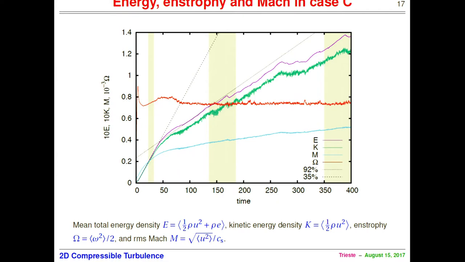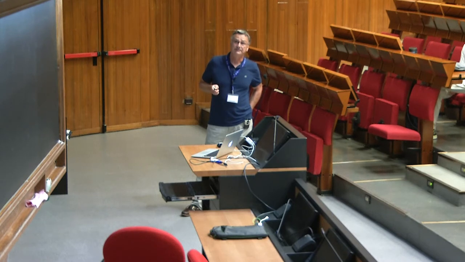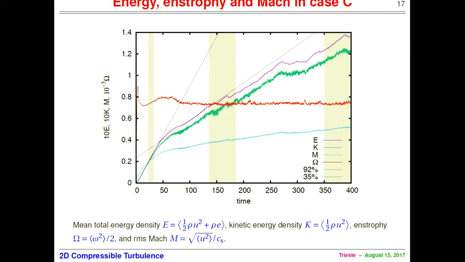Now this line shows the total energy and the green line shows the kinetic energy. The difference between the two is the potential energy of compression. This potential energy is really small, on the level of 10%, but it plays an important role in the dynamics of the cascades here. The red line shows the entropy as a function of time, and you see that entropy is roughly constant as expected, as is the case in the incompressible models.